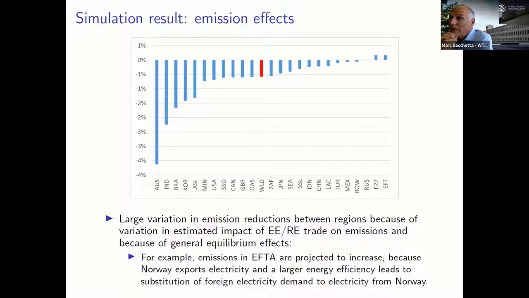We tried to find an explanation why EFTA's emissions actually increase, and it seems to be related to Norwegian exports of electricity, and the fact that the production of electricity becomes much more productive, but the productivity increases in Norway more than elsewhere, and so demand increases, and that's part of the reason. And this is the case both for clean and for dirty electricity.